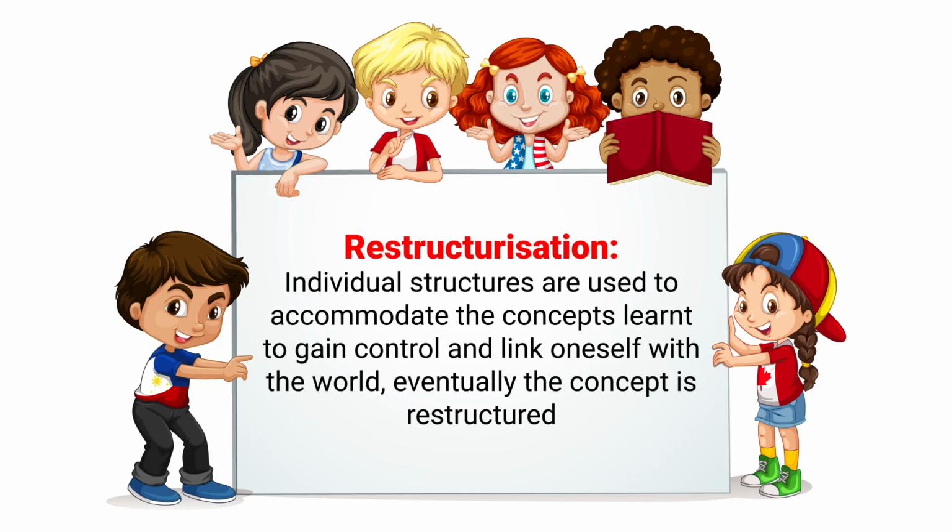So in this manner, the child develops an understanding of the basic concepts or characteristics of a dog and then learns to differentiate it from other animals. Later, he unifies all the concepts in one concept of living beings, and thus generalization is reached by the child. The final process is that of differentiation and generalization, where individual characters or individual structures are used to accommodate the concepts learned to gain control and link himself with the world. Moreover, this process is called restructurization, where the concept of living things is restructured.